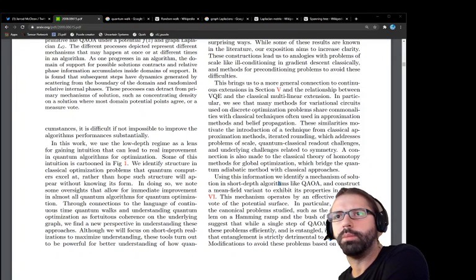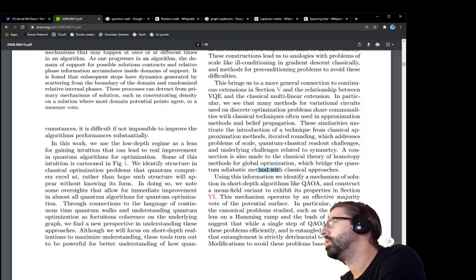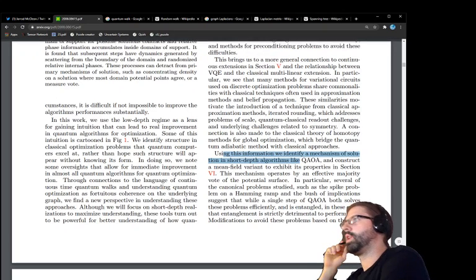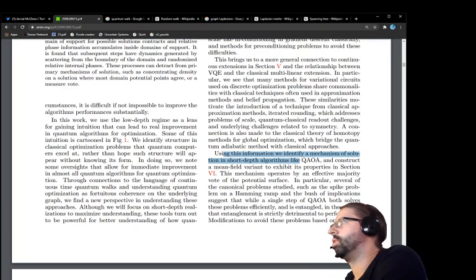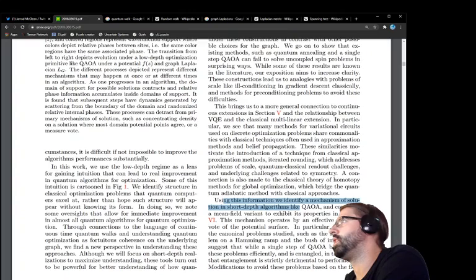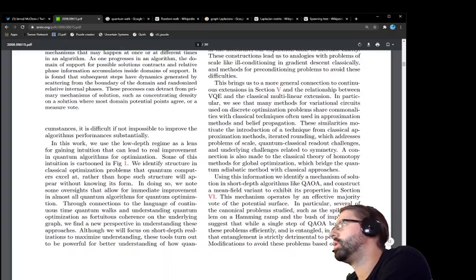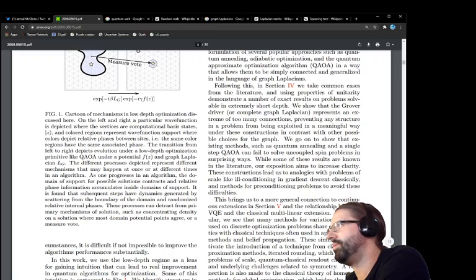Okay, I'm back. Where was I? Using this information, we identify a mechanism of solution in short-depth algorithms like QAOA and construct a mean field variant to exhibit its properties in section 6. So wait a second. Is this saying that they use this graph Laplacian to show... Oh, sorry, I think I skipped this whole section here.